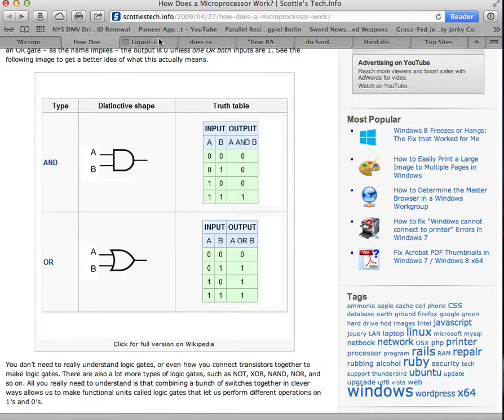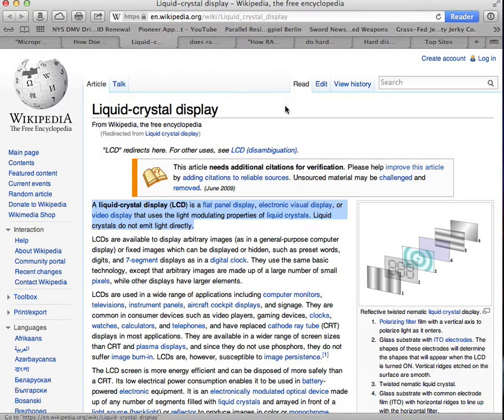We look at another part of our computer, another part of the medium we're using to create. We have liquid crystal displays. Everyone is familiar with them. You probably have one in your home. And what is it? Well, a liquid crystal display is a flat panel display, electronic visual display, or video display that uses the light modulating properties of liquid crystals. Light modulating properties. So it's light shining through liquid. And I'm sure that should sound familiar to some of you.